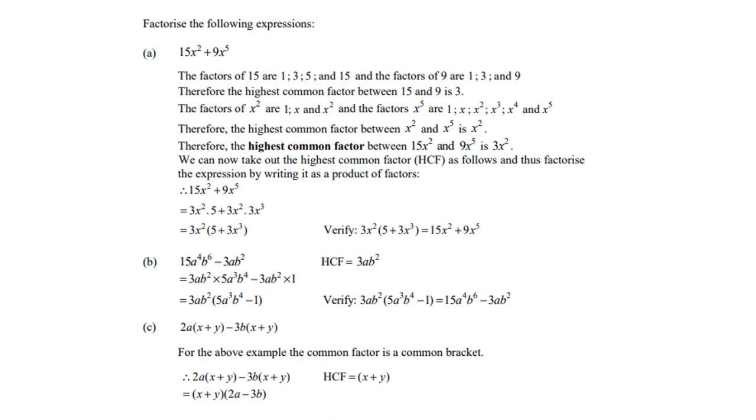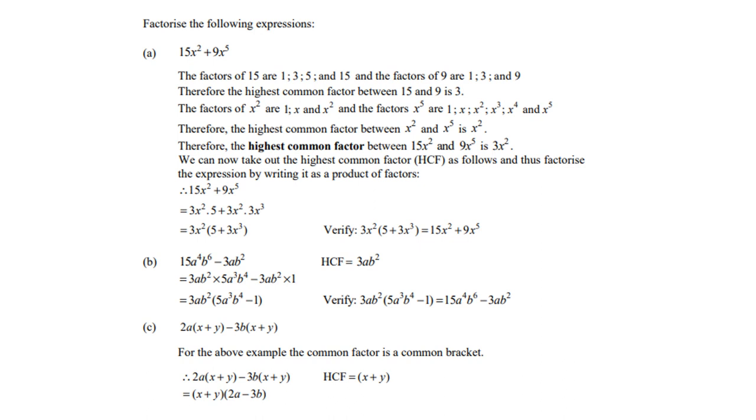Look at B, 15a to the power 4b to the power 6 minus 3ab squared. Then the common factor is 3ab squared. Again, you can split the terms. Like 15a to the power 4b to the power 6 is 3ab squared times 5a cubed b to the power 4. And the same with minus 3ab squared. It is minus 3ab squared times 1. Then you can see the common factor is 3ab squared. And take it out. And what is left in the bracket is 5a cubed b to the power 4 minus 1. And again, you can verify your answer.